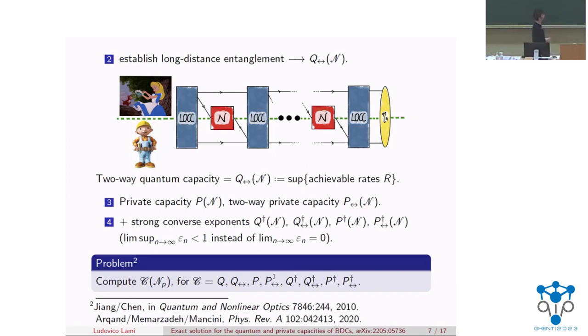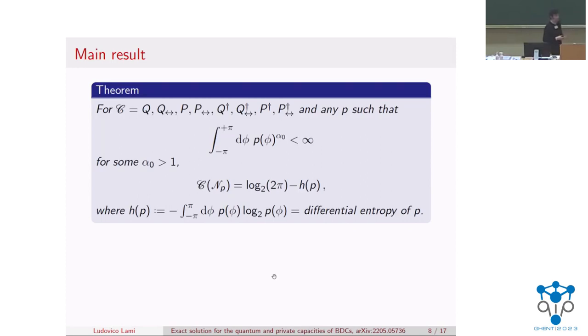So that's the problem, and the result is that it turns out that all of these quantities are equal for this special channel, and they are given by a very, very simple formula, which is just the log of 2 pi minus the differential entropy of the probability distribution over the angles. And there is a regularity condition that we require, that is basically that some Renyi entropy of the probability distribution, for alpha larger than 1, be finite. This is required for technical reasons. Basically, every example you can come up with will satisfy this. For example, if P is continuous, then that's fine.